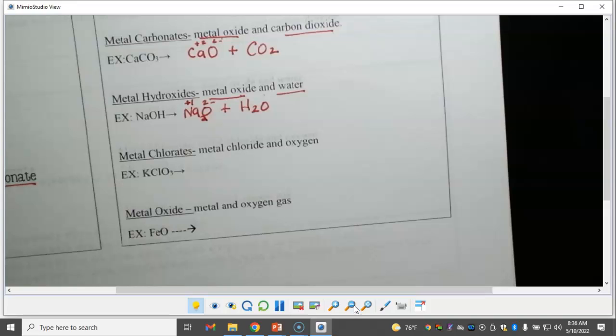Chlorine is aqueous unless it is bonded to silver, mercury, lead, or thallium. So, is it bonded to any of those? It's not. So it's aqueous.